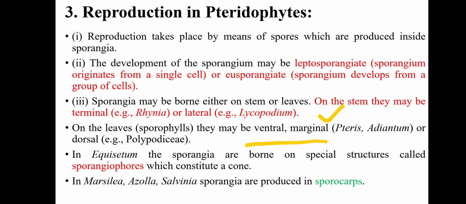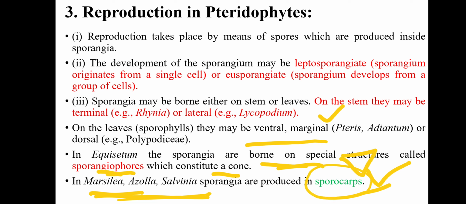In Equisetum, sporangia are borne on a special structure called a sporangiophore, which constitutes a cone. A cone is a compact structure, consisting of many sporangiophores. Then in Marsilea, Azolla and Salvinia, sporangia are produced inside a sporocarp, which is a very specialized structure.